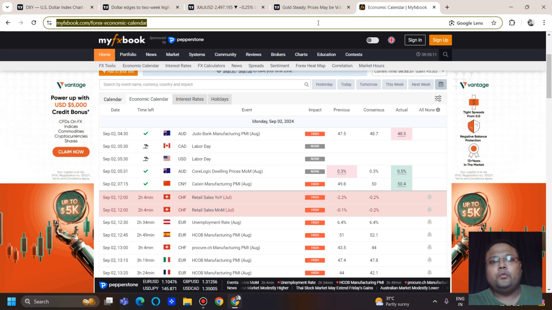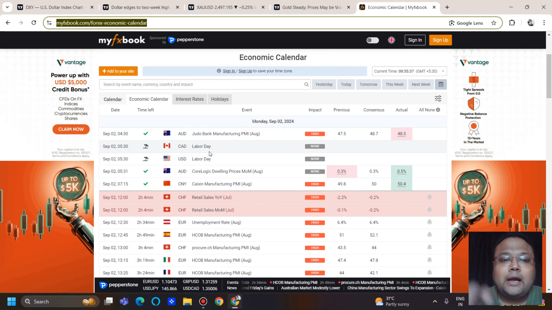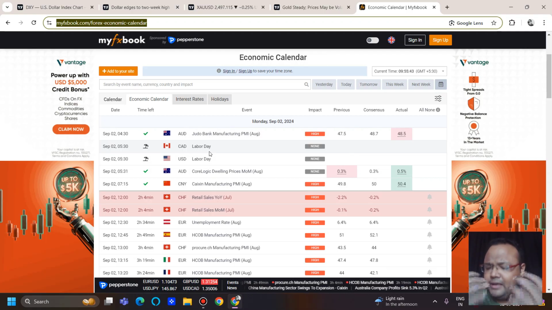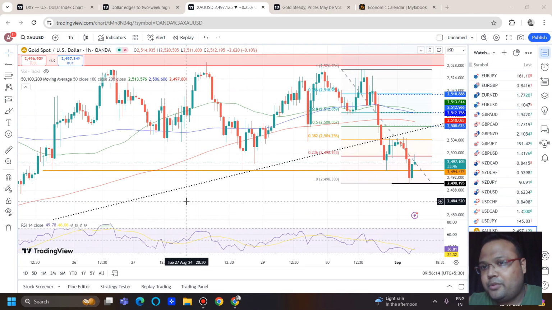But we also need to look at the economic calendar, because today is Labor Day, very important. So either the market will be silent or crazy volatile. Earlier, in case of holidays, the market used to be silent, used to be flat, but these days we also see unexpected volatility sometimes. So be careful. Now let's discuss the trading opportunities.